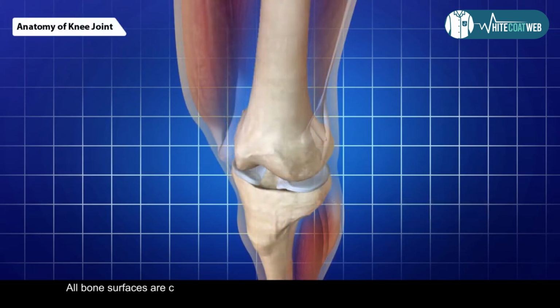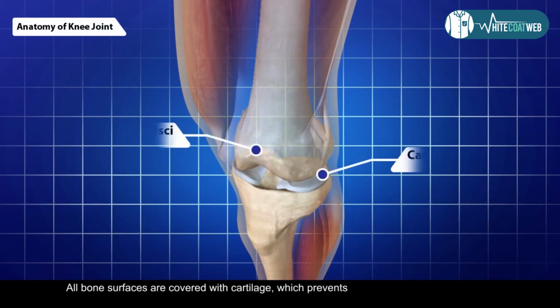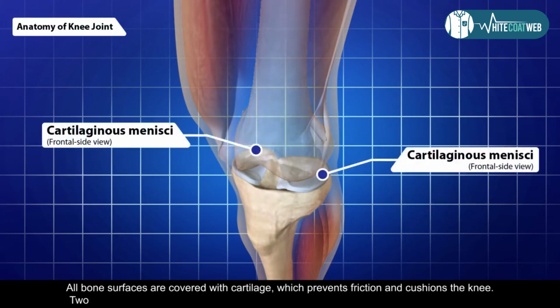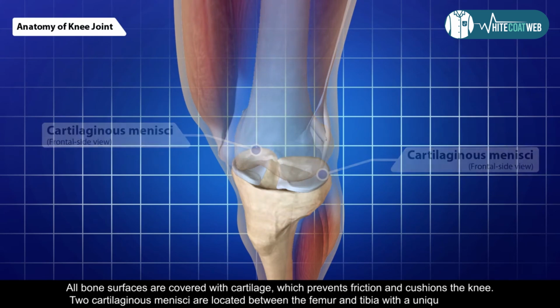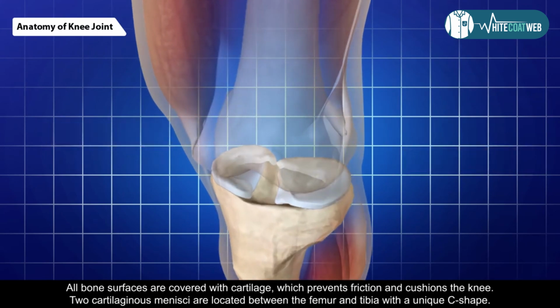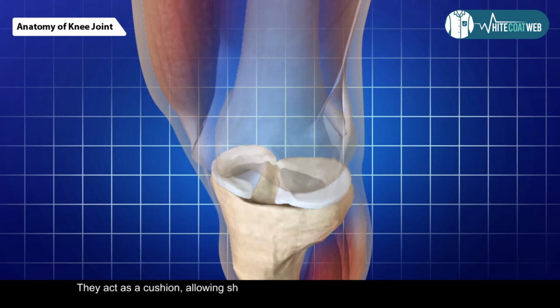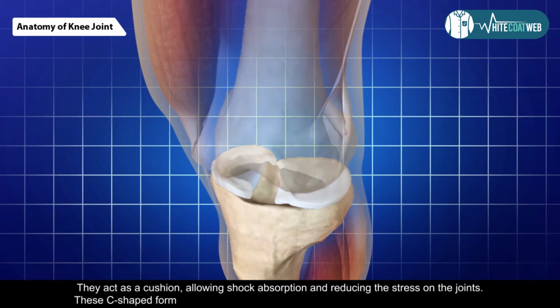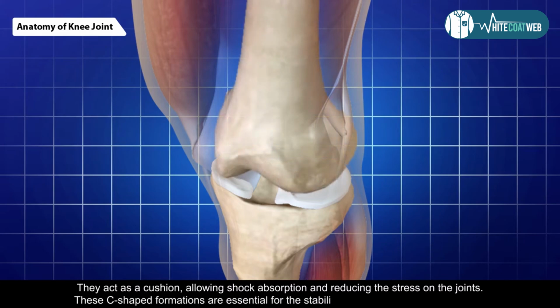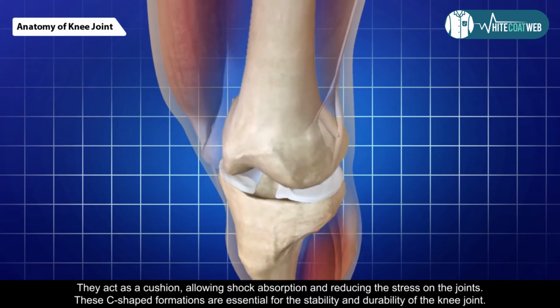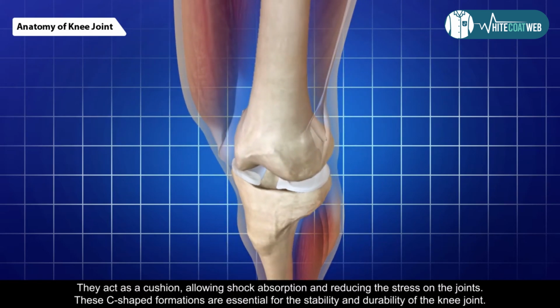All bone surfaces are covered with cartilage, which prevents friction and cushions the knee. Two cartilaginous menisci are located between the femur and tibia with a unique C shape. They act as a cushion, allowing shock absorption and reducing the stress on the joints. These C-shaped formations are essential for the stability and durability of the knee joint.